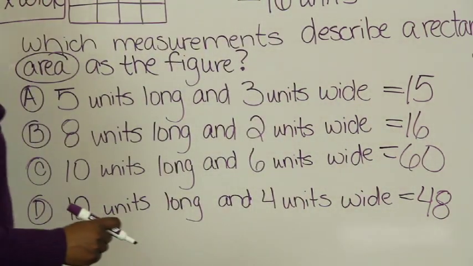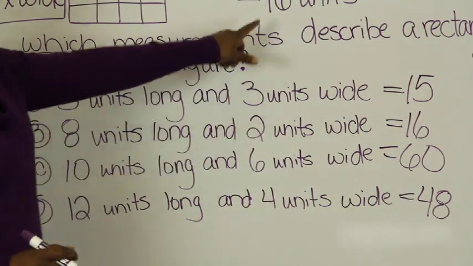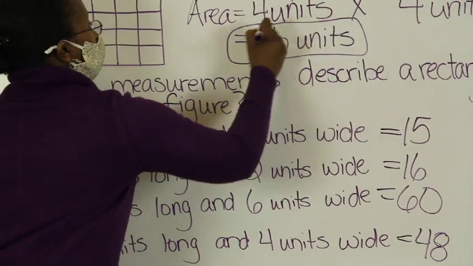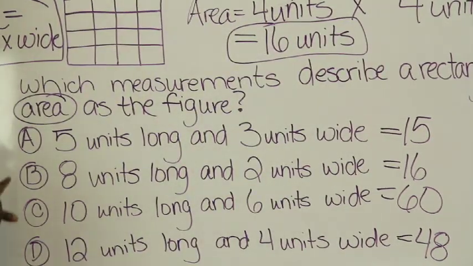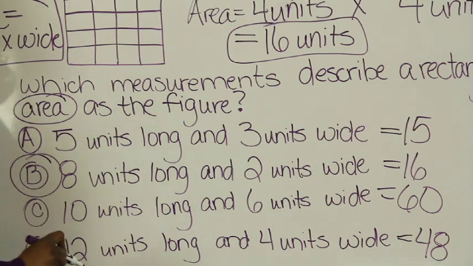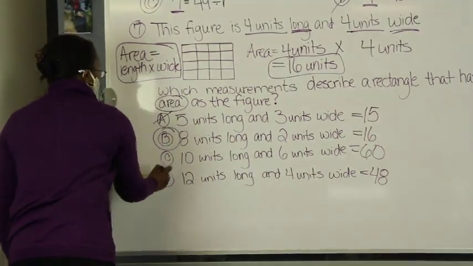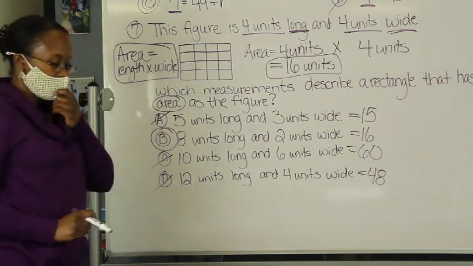So which one has the same area? Our area we came up with up here is 16. And B is going to have the same area. So your answer choice is going to be B. And you want to make sure it's the best answer. It is, because all the other ones you can mark out because they don't equal 16 at all, okay?